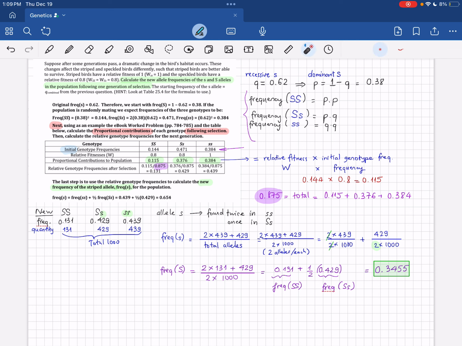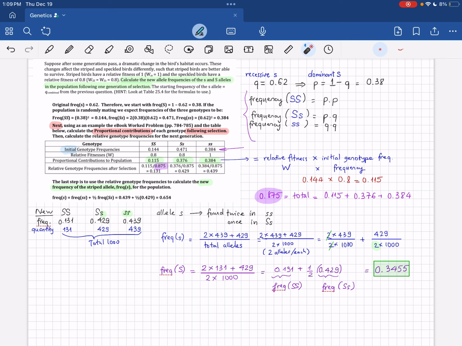After that, we use the relative fitness that is given. Just put them here in the columns. So what does it mean? It means proportional contributions to the population. You multiply this value with the relative fitness, then you get the proportional contributions here. So for example, you take this value 0.144 multiplied with 0.8 to get 0.115, and that's the proportional contribution to the population from this genotype SS. Then you do the same and you get these two values too.